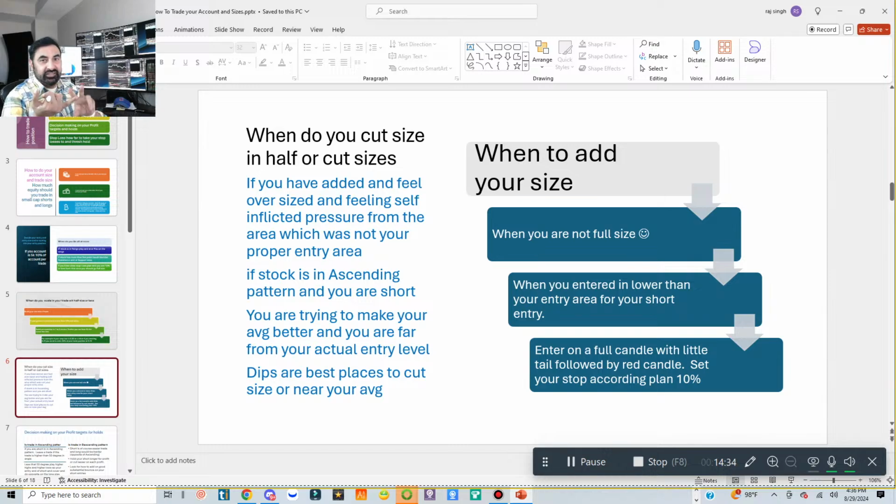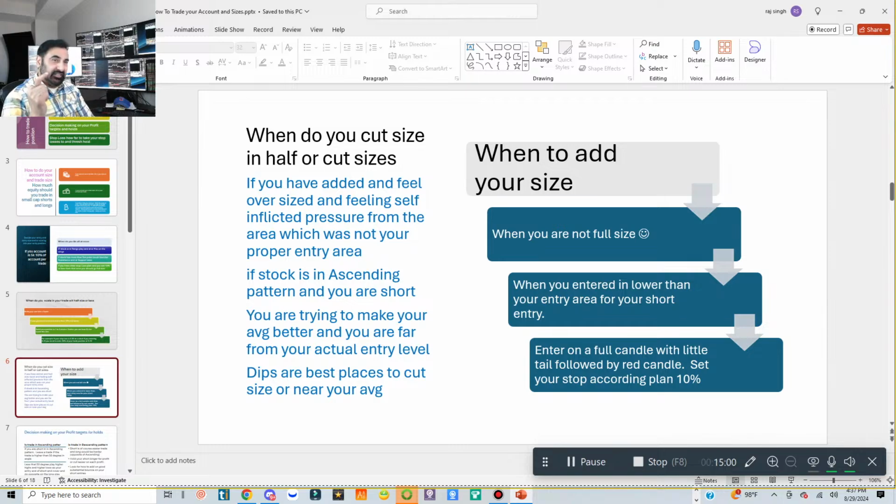It's more about your personality, that you're not self-inflicting pressure on yourself. Okay? And if you're under pressure, again, calm down. Cut it. That's the best thing you can do. But if you're not in a trade, you're just wasting time as well. So eventually you have to find a fine balance. Okay? So you're trying to make your average better. You're far from your actual entry.